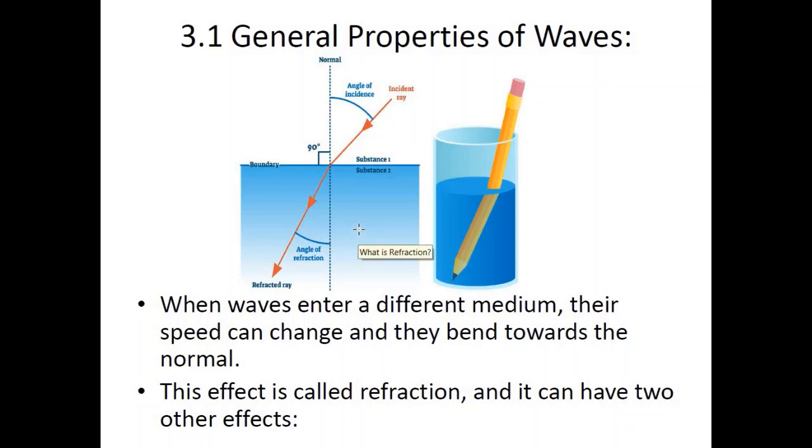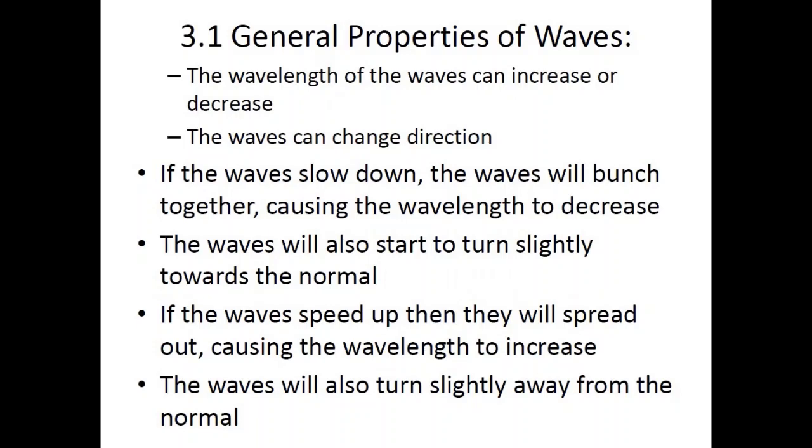When waves enter a different medium, their speed can change and they bend towards the normal. This effect is called refraction, and it can have two possibilities. The wavelength can increase or decrease, and the wave can change direction. If the wave slows down, the waves will bunch together, causing the wavelength to decrease. The waves will also start to turn slightly towards the normal.